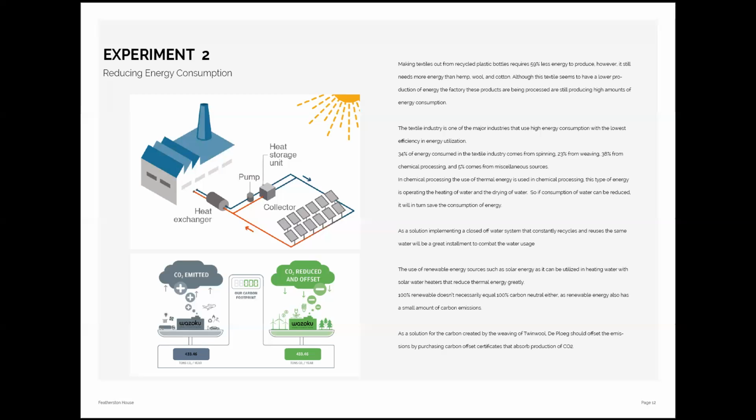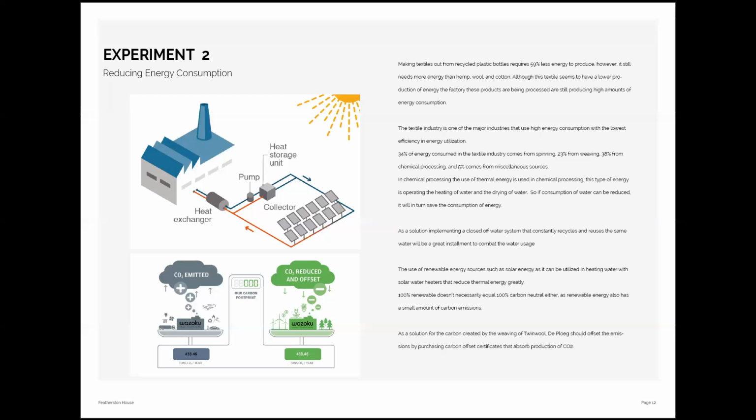What's required in chemical processing is thermal energy, which heats and cools water and dries the water. So the consumption of water can be reduced, and it will in turn save energy. A solution to implement is to have a closed-off water system that constantly recycles and reuses the same water. This will be a great installment to combat the water usage.